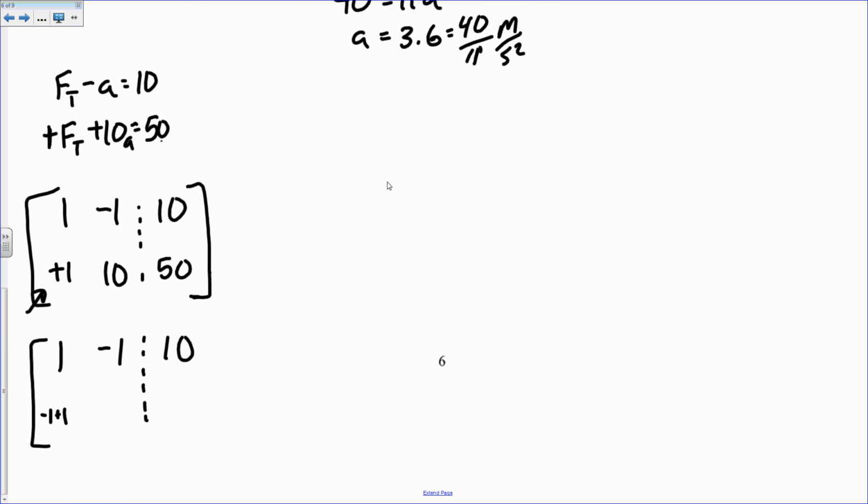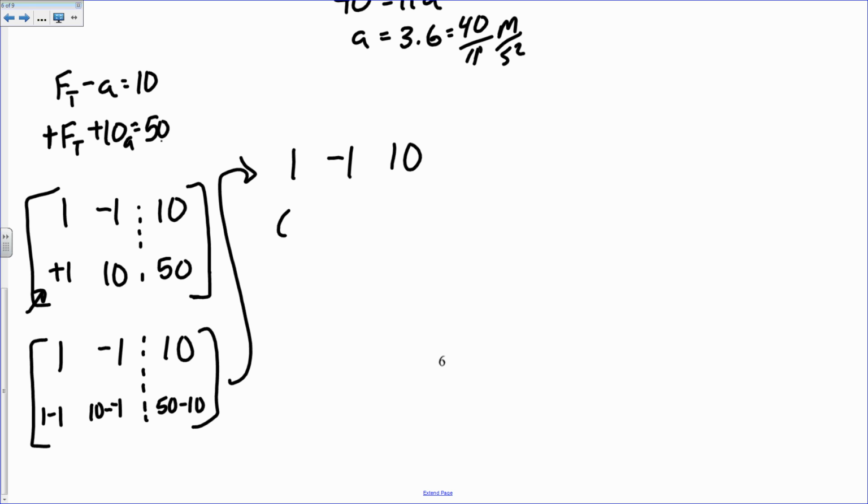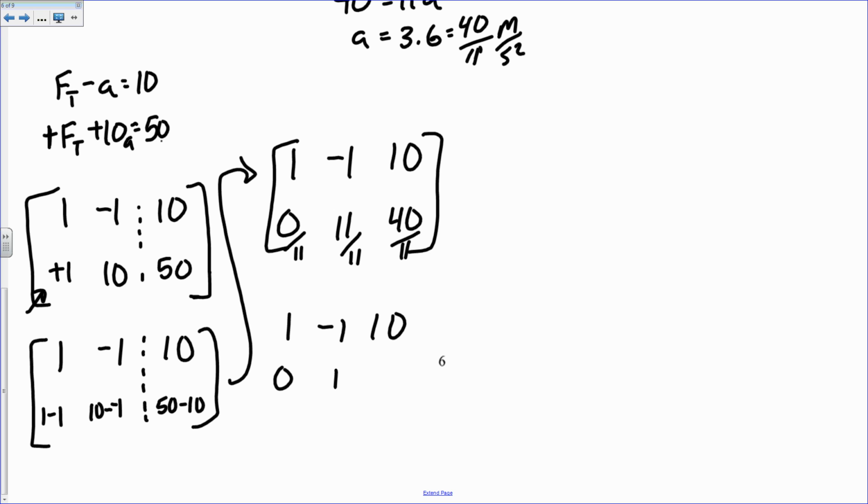All right, so I'll have over here row 2 minus row 1. That's going to be 1 minus 1, 10 minus -1, and 50 minus 10. So that gets me pretty darn close. I have 1, -1, 10, 0, 11, 40. I'm going to divide row 2 by 11. So divide all these by 11, and I get 1, -1, 10, 0, 1, 40 over 11. So that already tells us our acceleration is 40 over 11, which you already know is true.